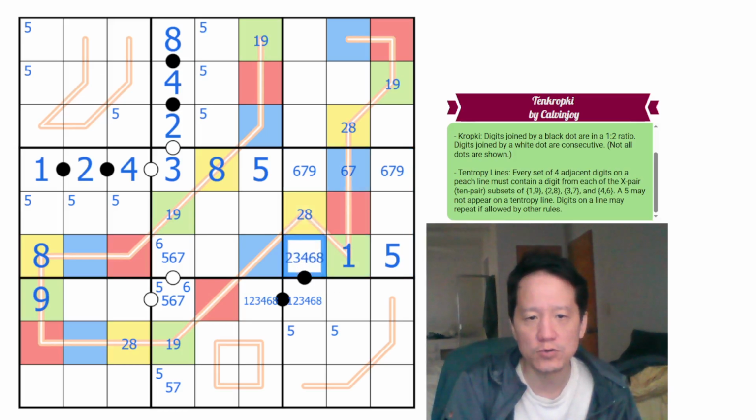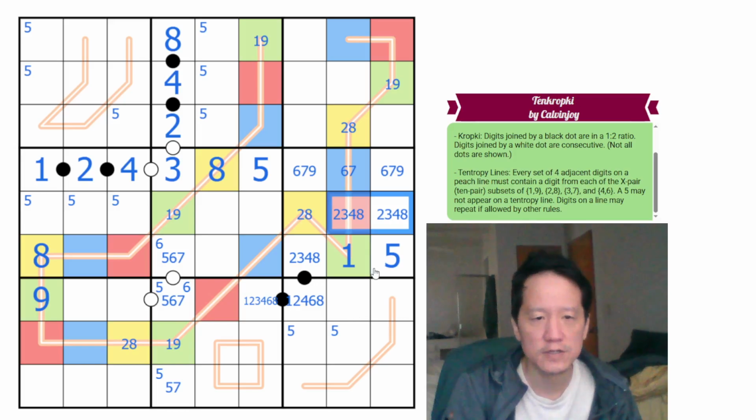This can't be 1 or 6, so therefore this can't be 3 here, because that would require 6 to be here. The remaining digits here are 2, 3, 4, and 8. Well, 2 and 8 cannot be in the red cell, so this is 3 or 4.